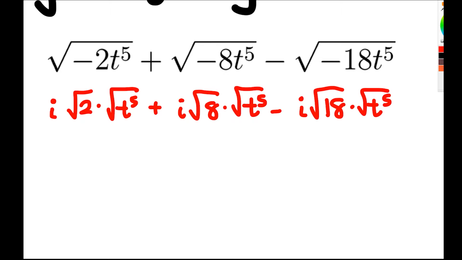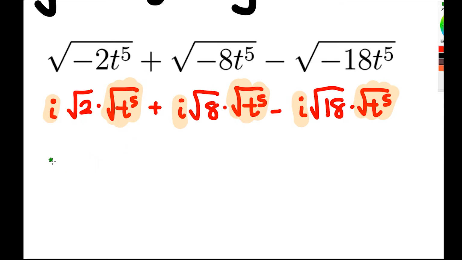Okay. So if you notice, every single one of these terms has an i times the square root of t to the 5th as a common factor, so they all have that in there. So that means we're going to be able to combine those together later. But for now, let's simplify this as much as humanly possible.